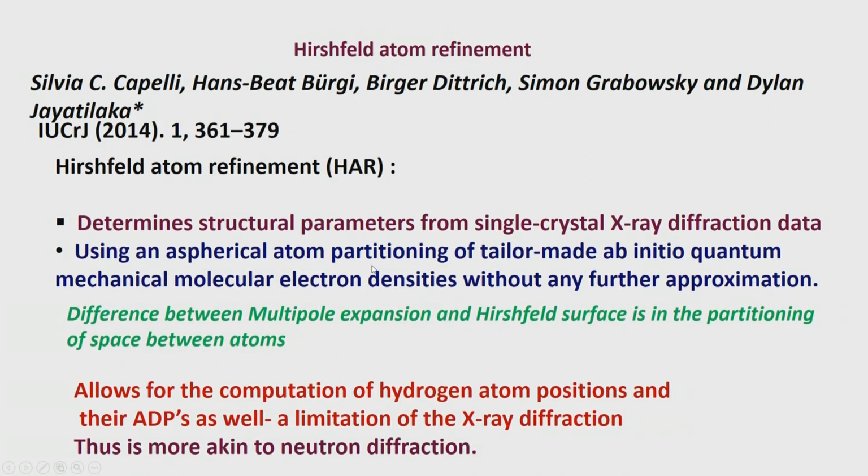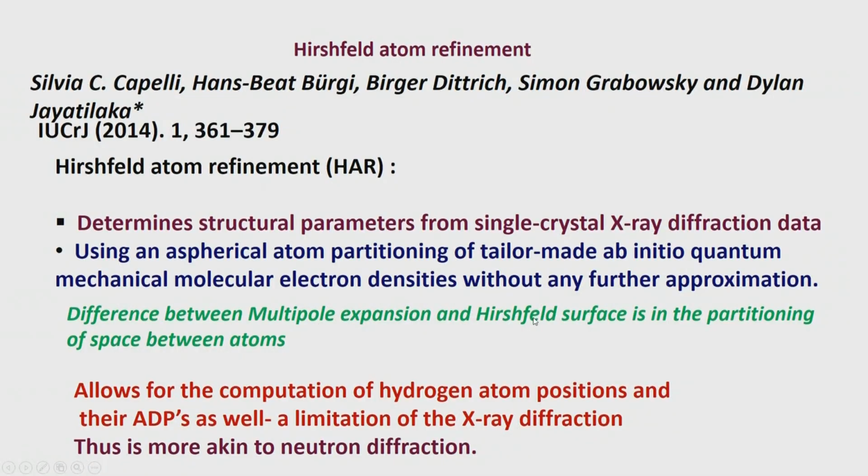quantum mechanical molecular electron density. If you consider the molecule as a whole and calculate its electron density, there is a certain form factor which can be straight away attached to the molecule as though it is some kind of thermal parameter. So we have a thermal parameter surface 1 and thermal parameter surface 2, which now interact with each other, and the atomic basin can be better defined. Between the two methodologies there is not much of a difference, except that the difference between multipole expansion and Hirschfeld surface is in the partitioning of space between atoms. And this in fact allows for the computation of hydrogen atom position.